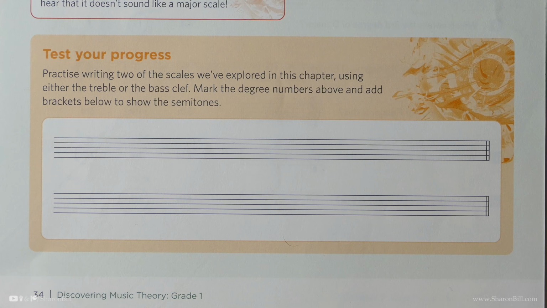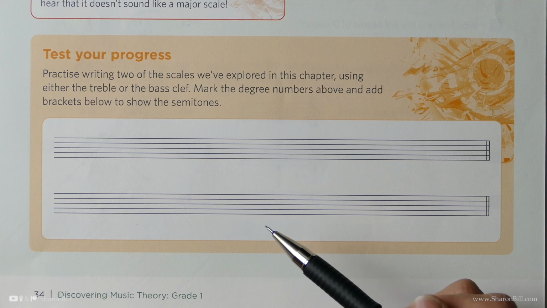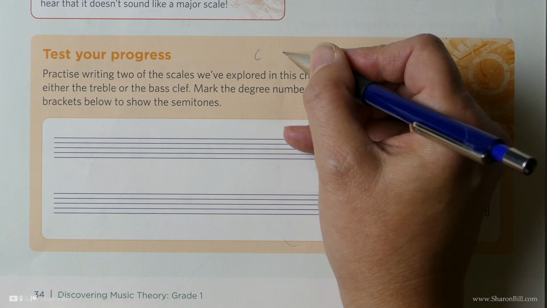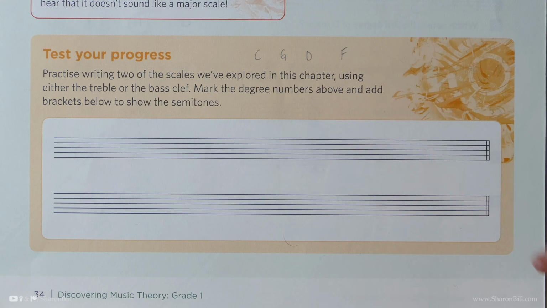And now we can put everything that we've learned into practice here by writing the whole scale out ourselves. So we can choose 2 scales out of the 4 that we've learned. So we've done C major, we've done G major, we've done D major, and we've done F major.